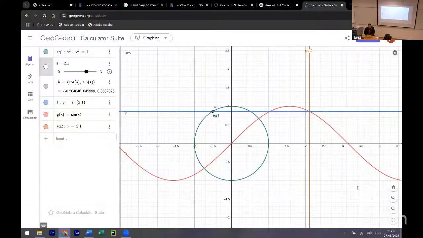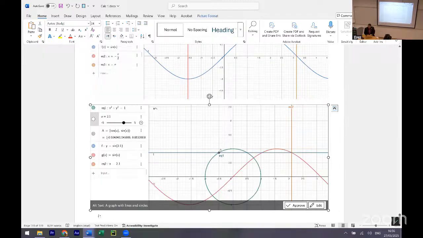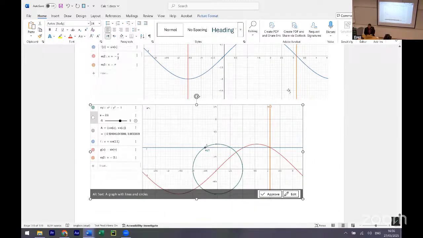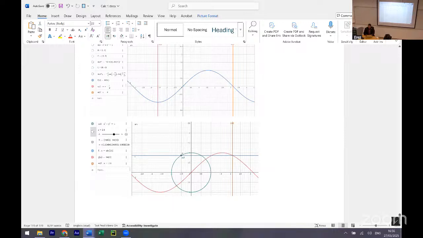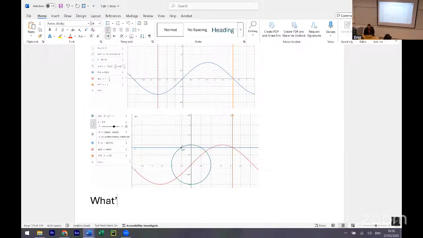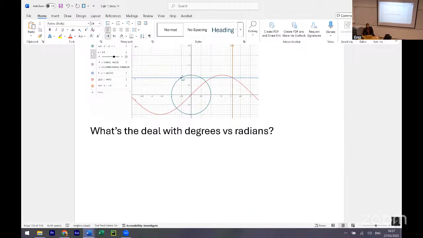And for cosine, it's the x value. Okay. Now, what's the deal? Seinfeld episode: what's the deal with degrees versus radians? And I'll show you the following question that will show the main difference.